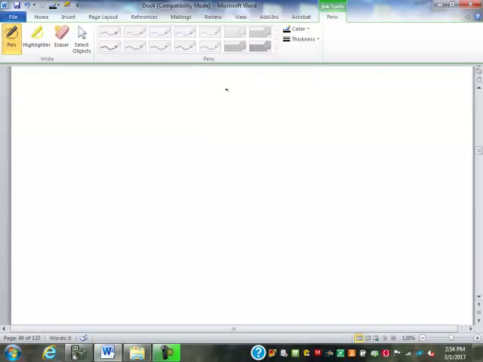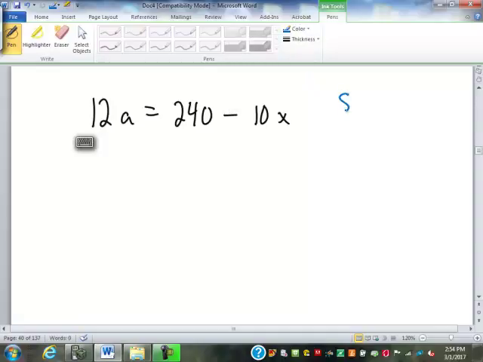So let's look at some other formulas where that might be applicable. We had 12a up above equals 240 minus the 10x. So again here, if we wanted to solve this for A, again, we find our equal sign, and then we identify where A is. There's our A. So we have to get A by itself.